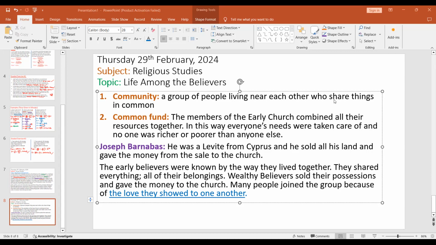So the early church, the wealthy believers sold all their possessions and gave the money to the church. And they had a common fund where everybody who needed help could find help. Is that happening today, or people are not being helped? No, sir.